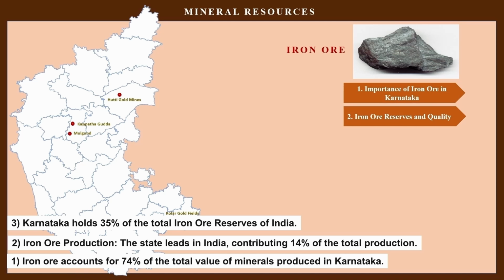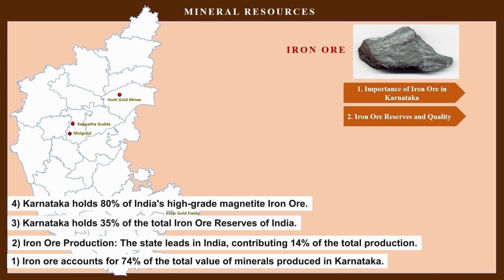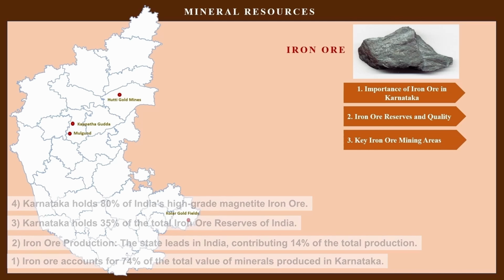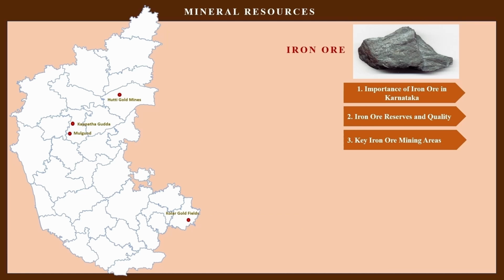Fourth, 80% of the high grade iron ore, that is magnetite, is found in Karnataka. So these are the 4 points that we have to memorize. All right. Next, let us see the key iron ore mining areas of Karnataka.